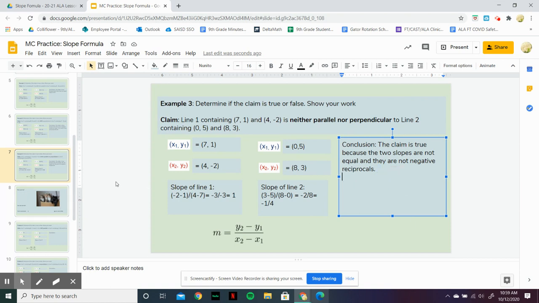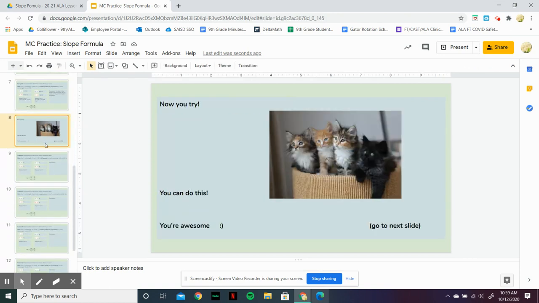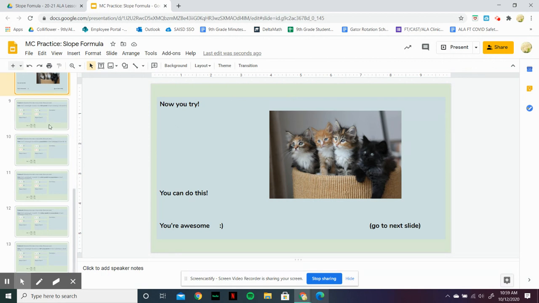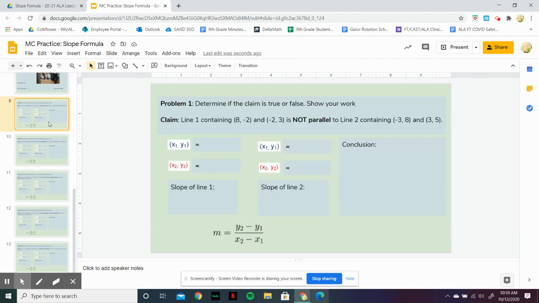That was the last example that we're going to do together. So now I need you to read the motivational words we have here on slide 8 and then try the practice problems on slides 9, 10, 11, 12, and 13. Make sure you are showing your work and writing a conclusion that tells me if the claim is true or false.